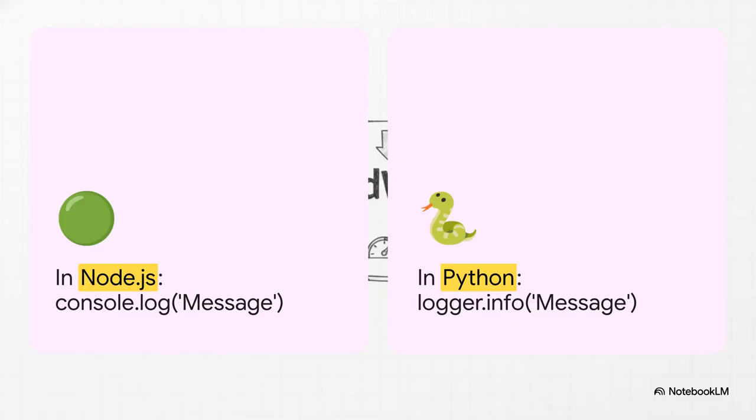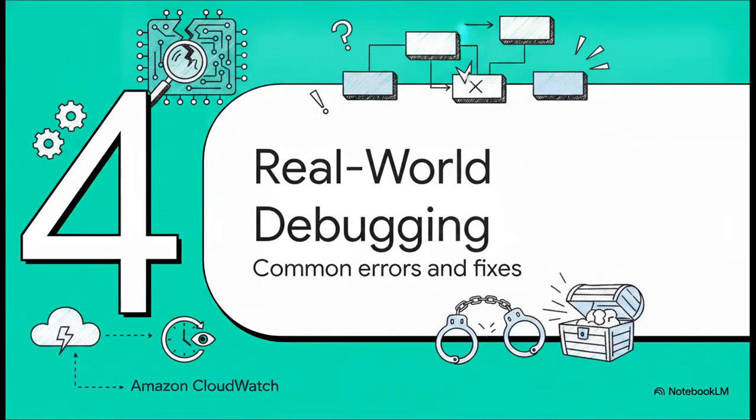But how do those logs actually get into CloudWatch in the first place? It's incredibly simple. In Node.js, you just add a console.log with your message. Or if you're using Python, you write logger.info. Just adding that one tiny line in your code automatically sends that data straight to our CloudWatch CCTV. Pretty effortless, right? All right, Section 4, a real-world debugging example.